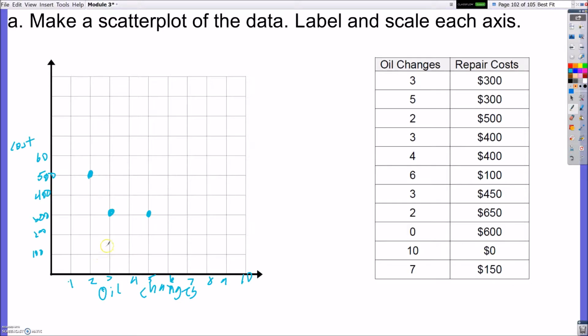And I want you to start to notice a general trend: the more times you get an oil change, the less you are going to pay. Now, it's not a direct correlation where it was a straight line and all the points matched. It's somewhat in a general form, and you can see the line as I'm plotting these goes down a little bit, okay?